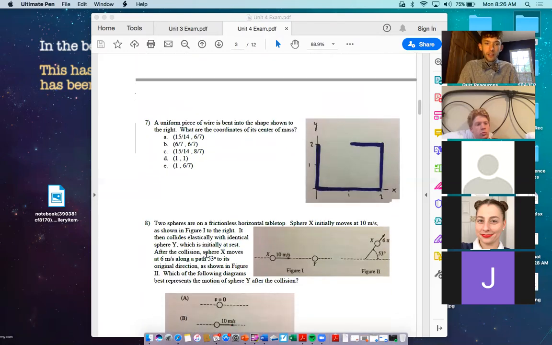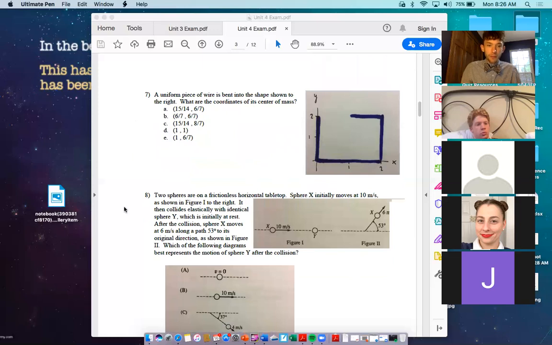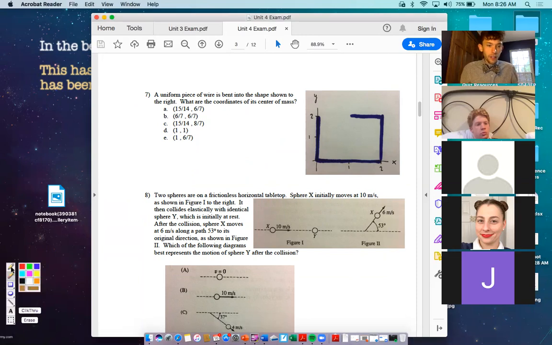Moving on. Okay, another center of mass problem. This one was a little bit more complicated, but that just means it's more fun, right? So, okay, so this time we have got to figure out the x and the y coordinate of the center of mass. So the x center of mass, let's see. I know that this is uniform.